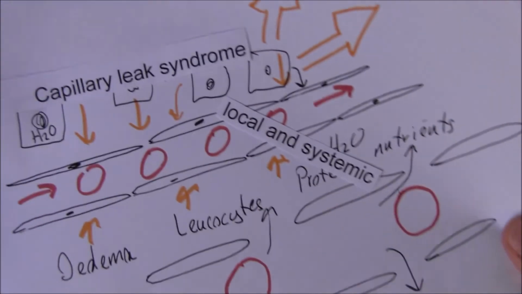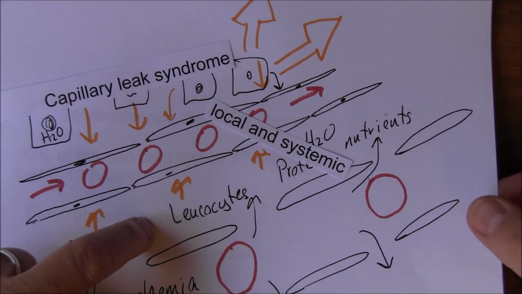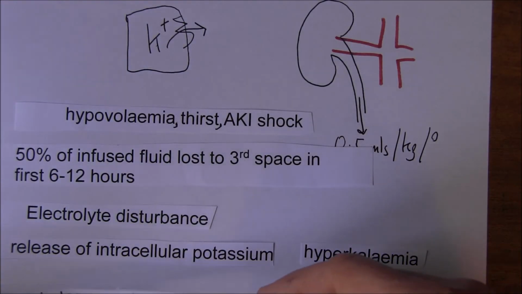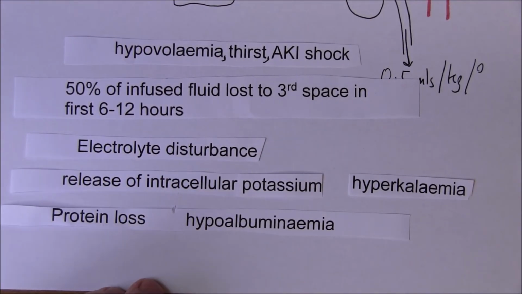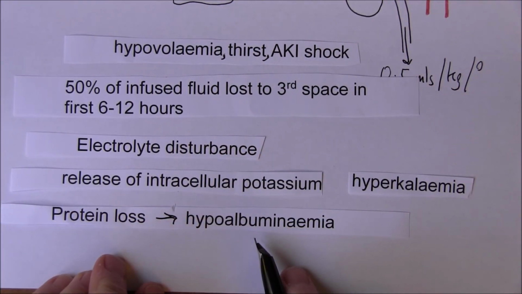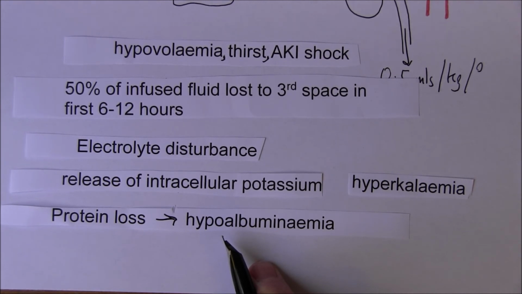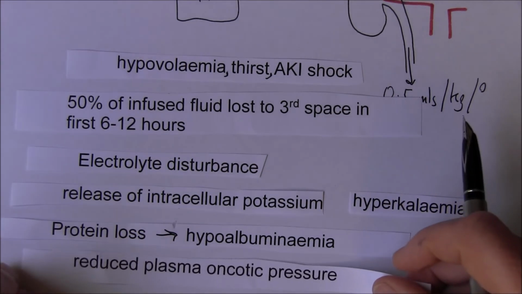And we also mentioned that lots of proteins are lost from the intravascular compartment into the edema. And this protein loss can lead to hypoproteinemia. Low levels of protein in the blood, particularly the albumin, of course, is the main osmotic protein in the plasma generating oncotic pressure. So we can get reduced plasma oncotic pressure.